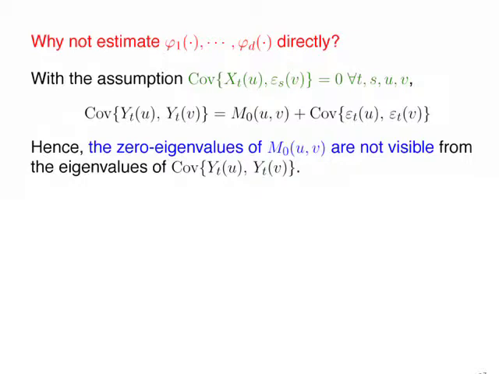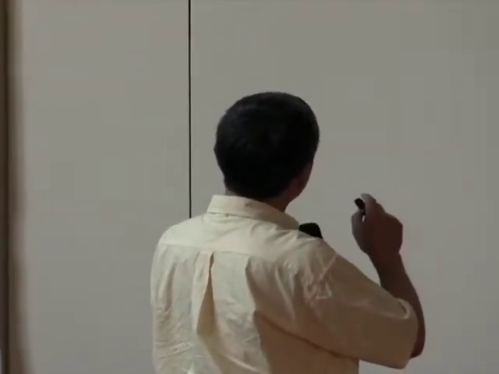Okay, now why not estimate those eigenfunctions directly? Actually, there have been some works done by people in this university. Wolfgang did a paper, or maybe two papers, with some other people, talking about curve time series, using a similar idea, and they try to estimate those eigenfunctions directly. I will tell you why there is a shortcut to do this.